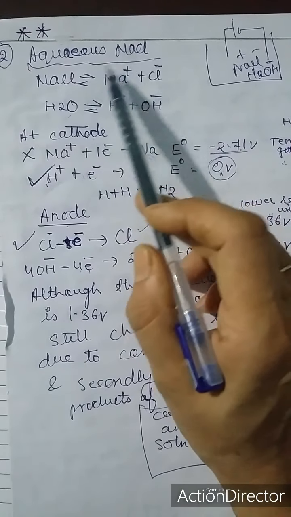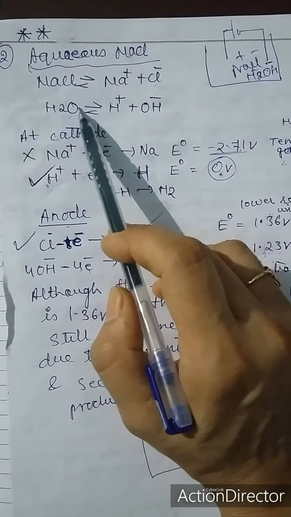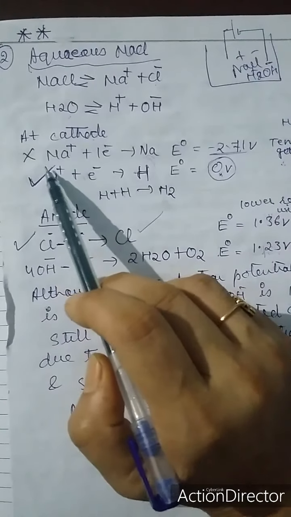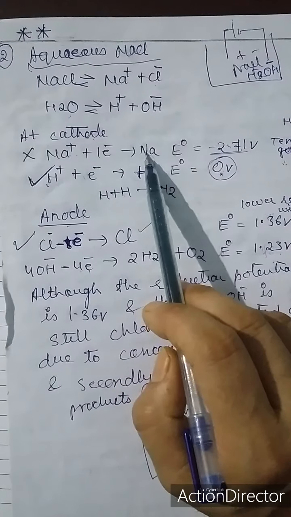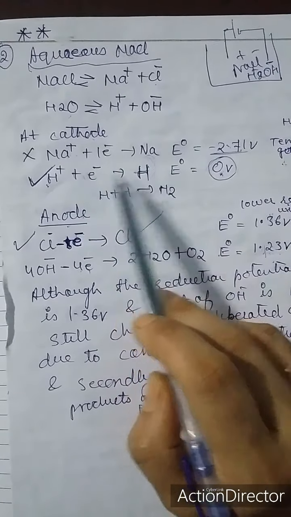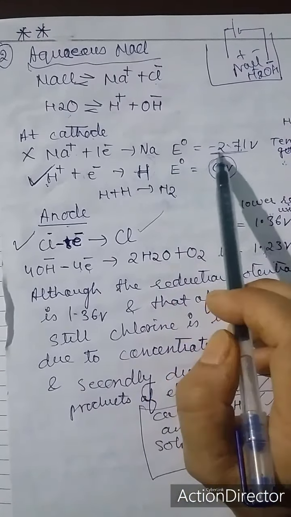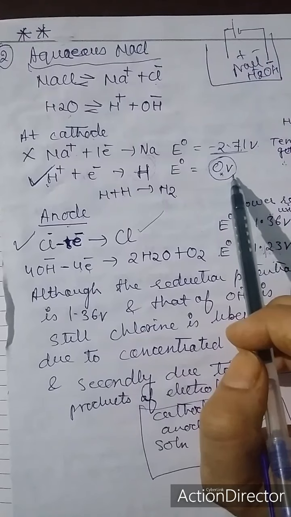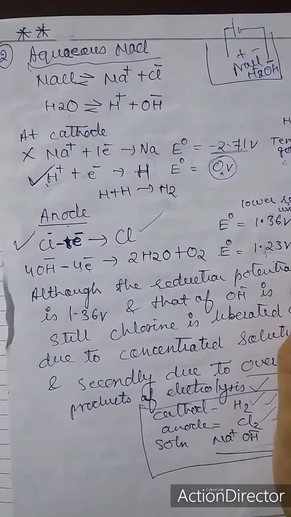When we take aqueous NaCl, it will dissociate into Na+ and Cl-, and even water will dissociate into H+ and OH-. So at the cathode, the reactions which will occur are, first, Na+ taking an electron to give you Na, and second, H+ ions taking an electron to give you H. This H and H will give you H2. The E naught of this is minus 2.71 volt and E naught of this is 0 volt. Higher E naught value means more tendency to get reduced.